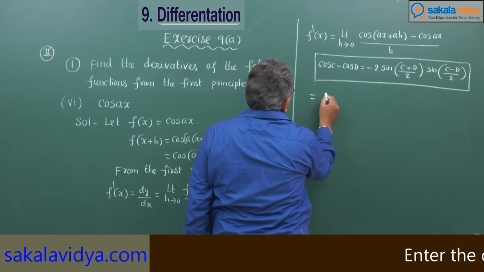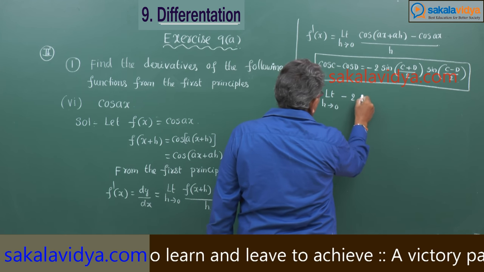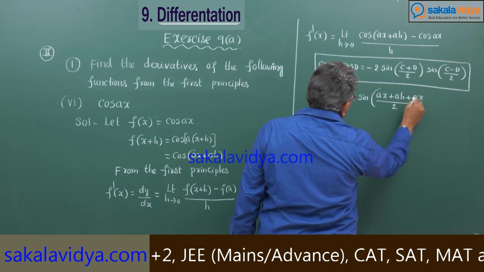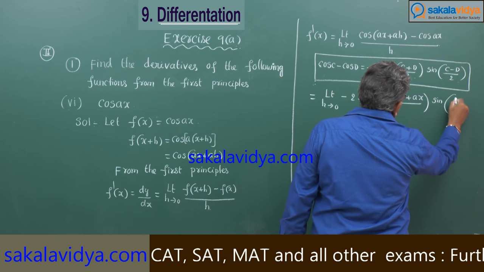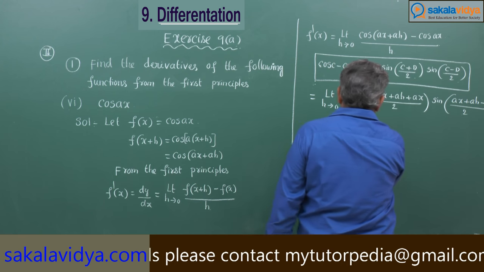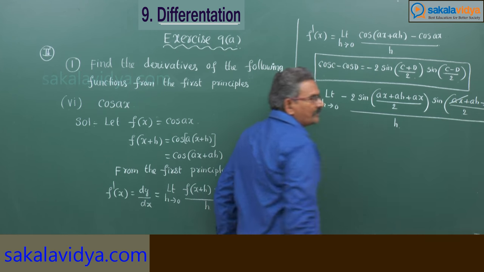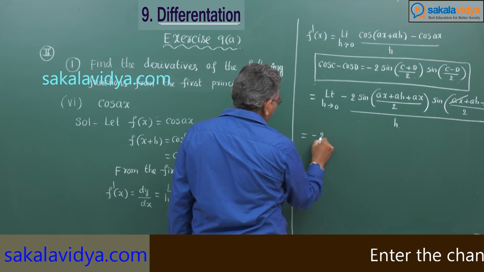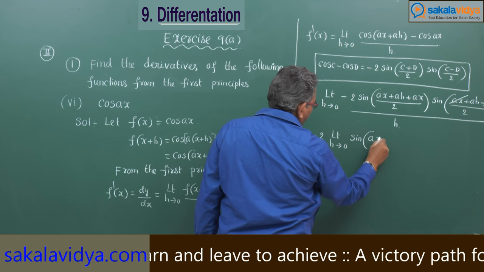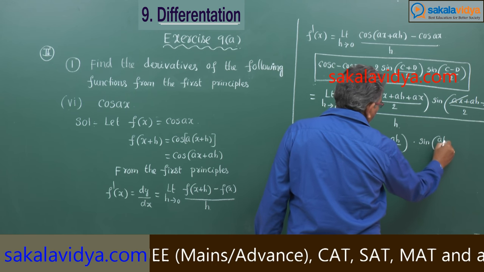So now this is equal to limit h tends to 0 of minus 2 sin of (ax plus ah plus ax) by 2 and sin of (ax plus ah minus ax) by 2, upon h. So now ax gets cancelled. Take minus 2 common: minus 2 limit h tends to 0, sin of (2ax plus ah) by 2, into sin of ah by 2, by h.